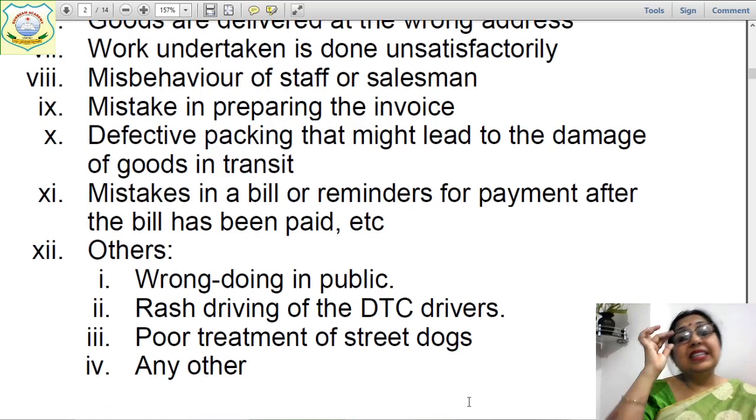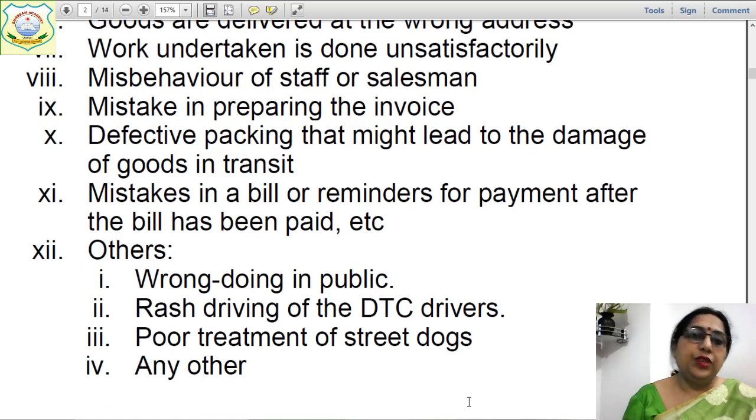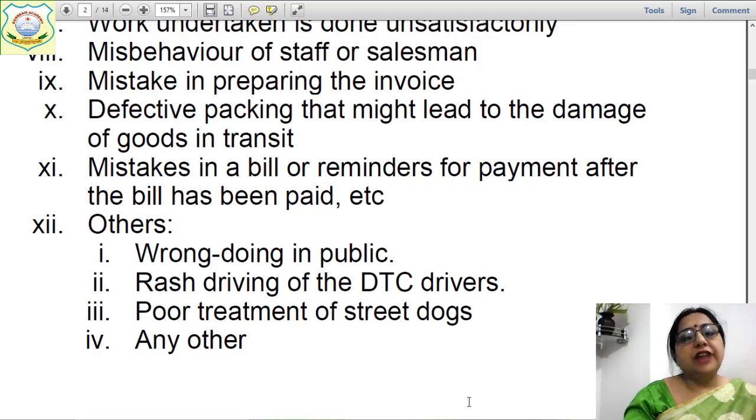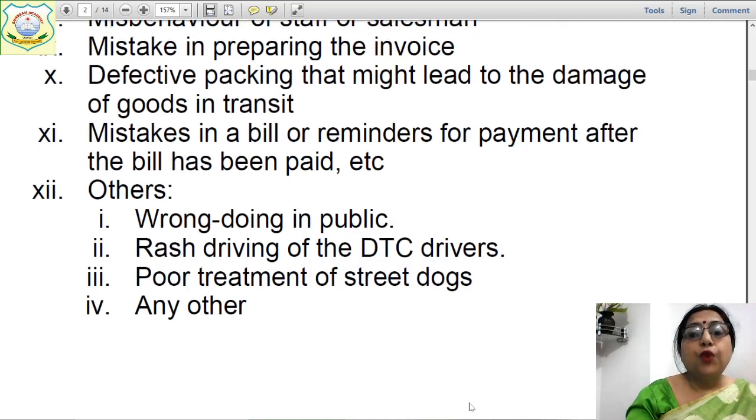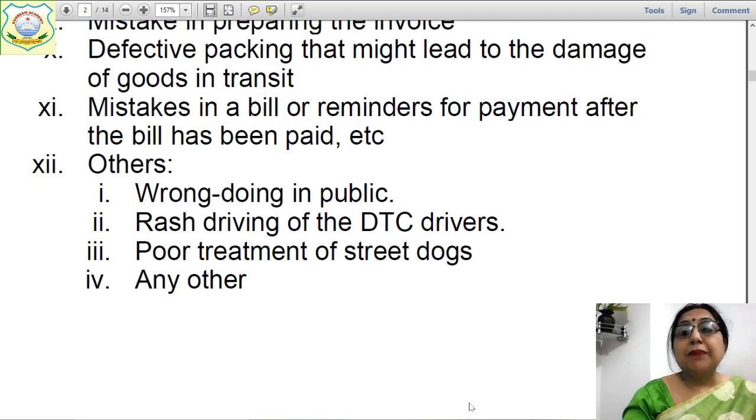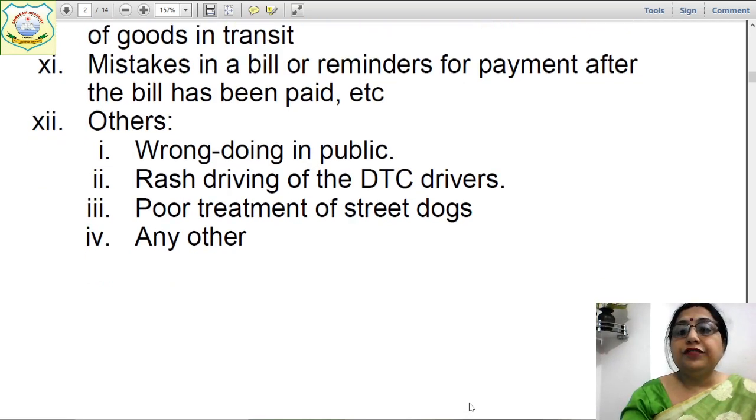Then work undertaken is done unsatisfactorily. You're not satisfied with the service. You write a complaint letter, children. Now, misbehavior of staff or the salesman. They have misbehaved. You write a complaint letter. Mistake in preparing the invoice, you lodge a complaint. Defective packing that might lead to damage of goods in transit. Mistake in bill or reminders for payment after the bill has been paid.